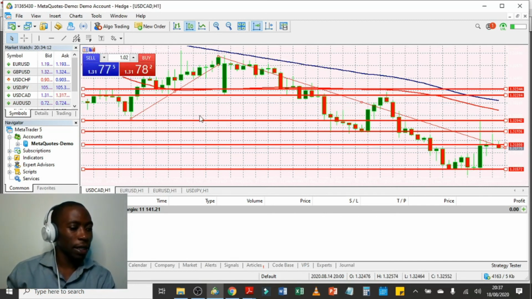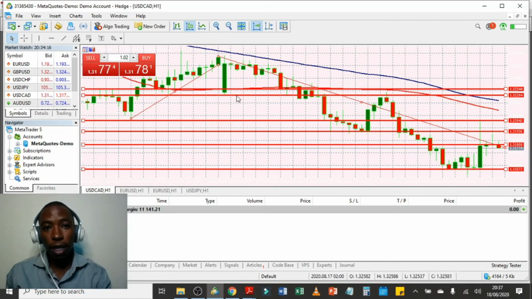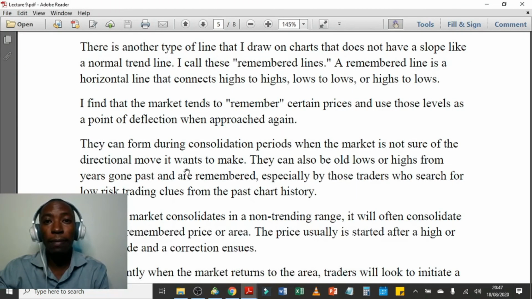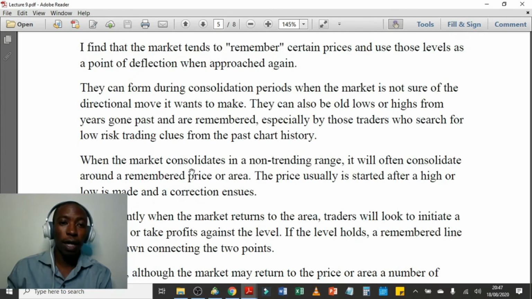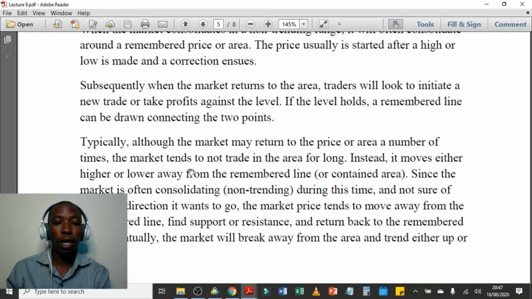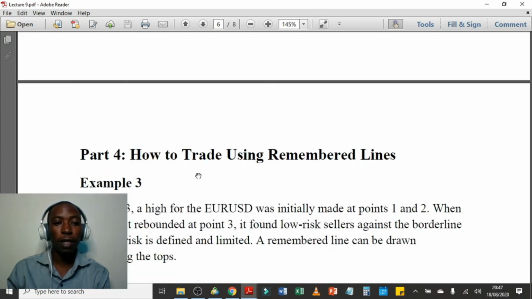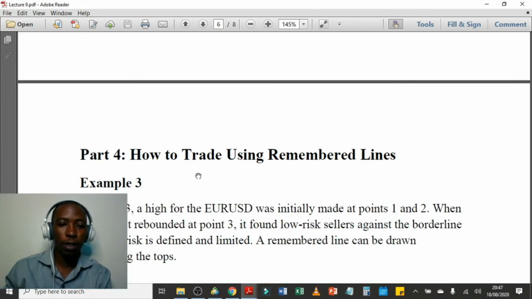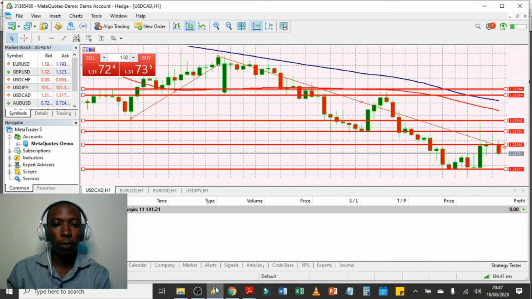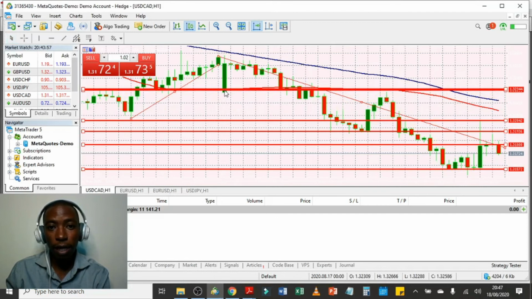And in this lecture, I'm simply going to reveal to you how to sketch it. As you have seen, both remembered lines and trend lines are very important trading tools, guys. And as you can see in the notes, you can go through and ensure you fine-tune everything you know in this lecture. In part 4, how to trade using remembered lines, as I illustrated for you for both mobile and desktop, guys, you simply sketch your remembered line, whether horizontal line or a vertical line, at a point.